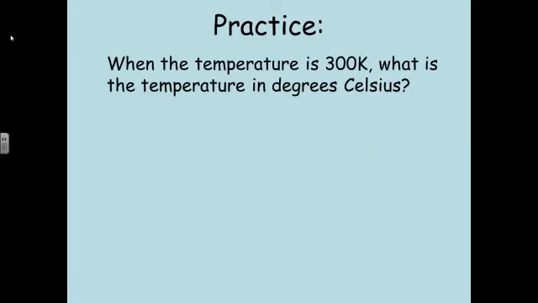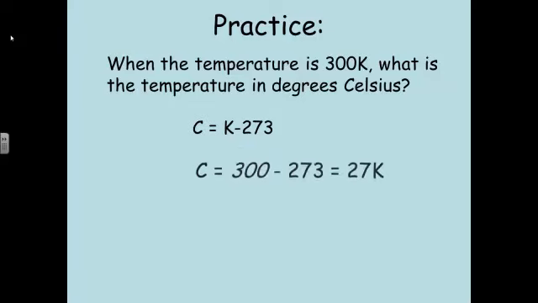When the temperature is 300 Kelvin, what is the temperature in degrees Celsius? As I said before, we need to manipulate the equation. So Celsius equals Kelvin minus 273. So 300 minus 273 is 27 degrees Celsius.